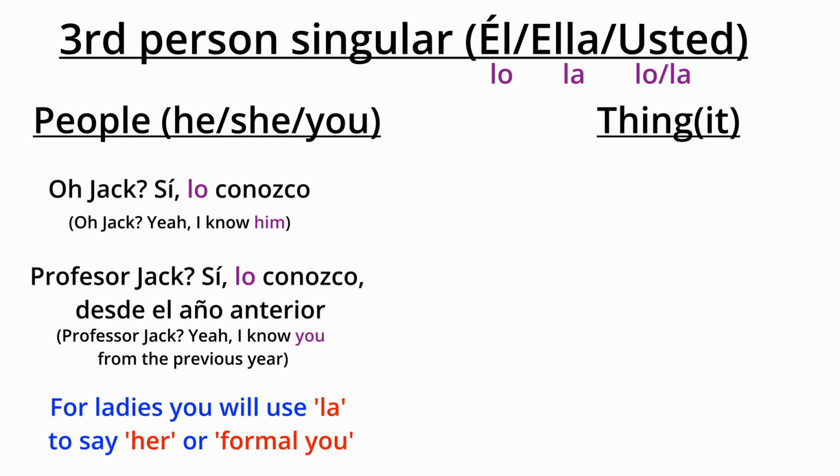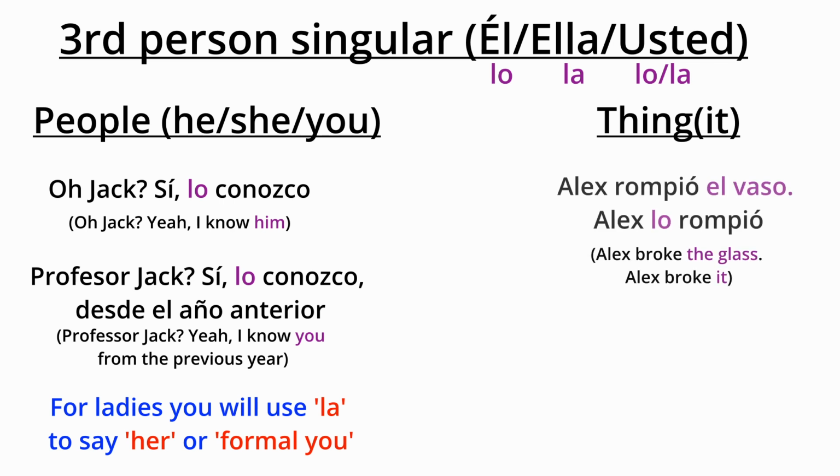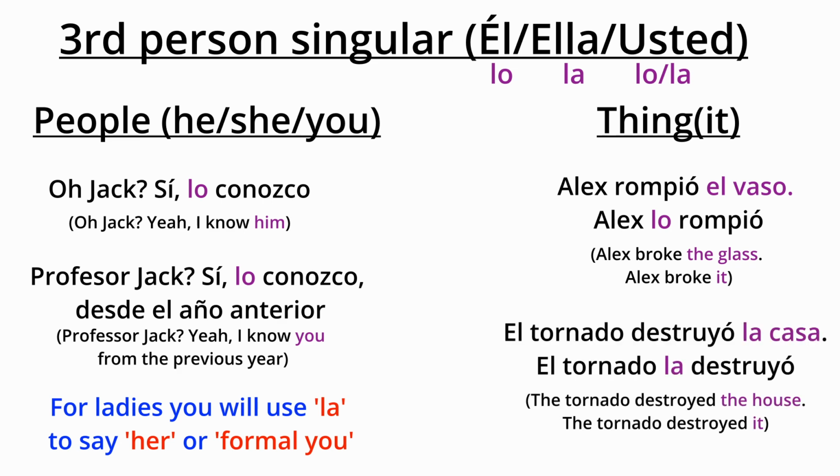The second group of the third person singular pronouns is things. Well, just one thing to be precise. In English we say it when we refer to a thing, like for example, I don't like it. But in Spanish all things are either masculine or feminine, which means we have to use lo for a masculine singular thing and la for a feminine singular thing.